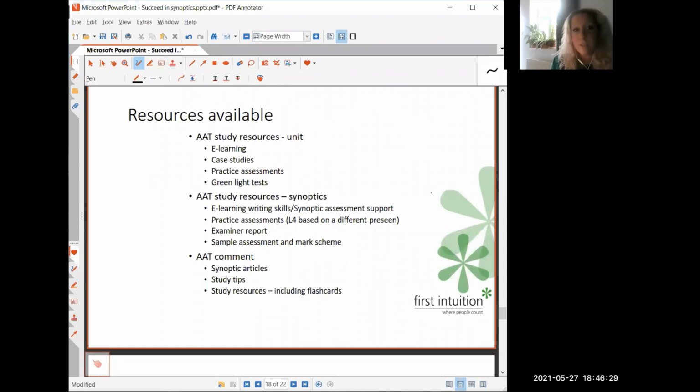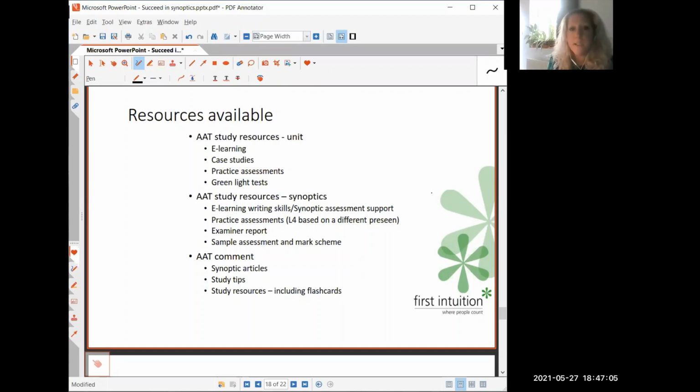To sit alongside those practice assessments, you have some SAMS documents, so sample assessment and mark schemes. In those, you've got details of how the marks are allocated, as well as having that kind of model answer. Really, really worth looking at. And then you have your green light questions, which I'm sure you've come across already. Great for testing your knowledge to make sure that you're in a good place in terms of knowledge.